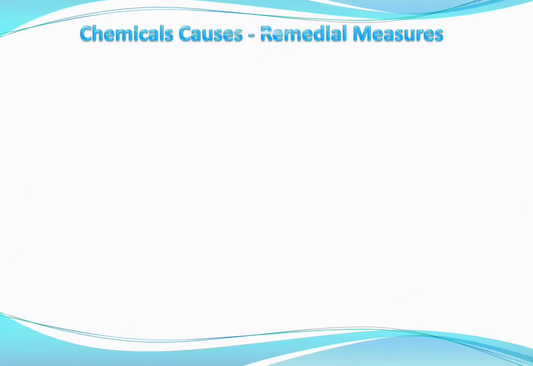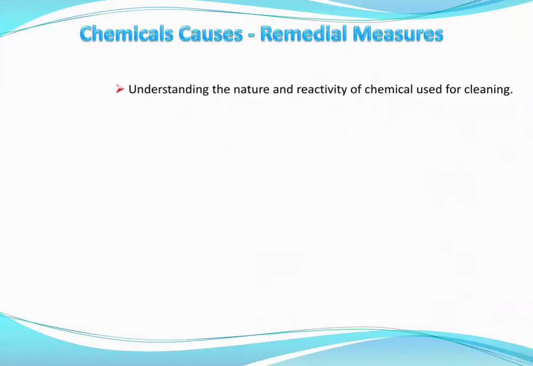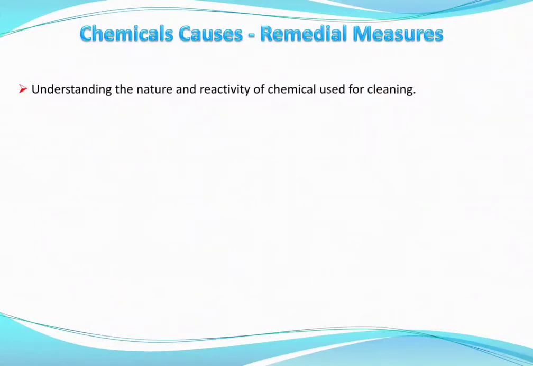Now, going to the other side, if we want to prevent this chemical deterioration, what can we do? Firstly, understand the nature and reactivity of the chemicals when we are using them for cleaning or for pest control and all this stuff. We should understand which chemicals we are using, what their nature is, and how they will react with the building components.